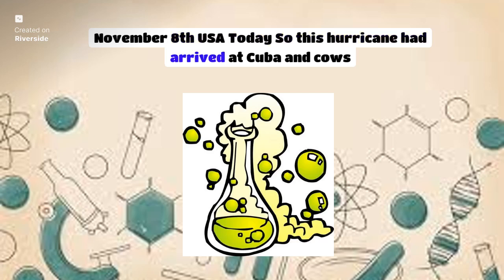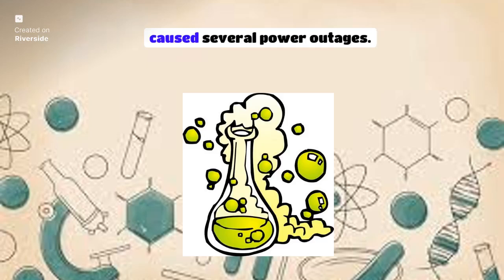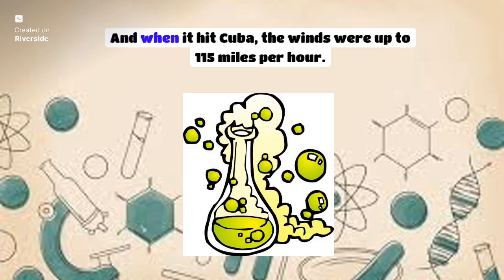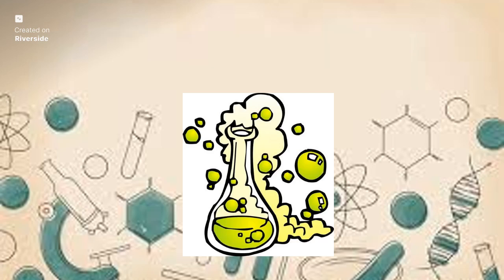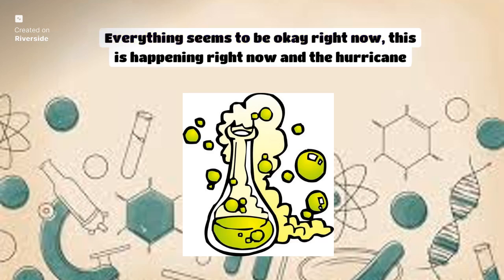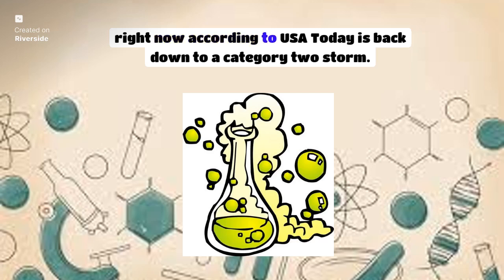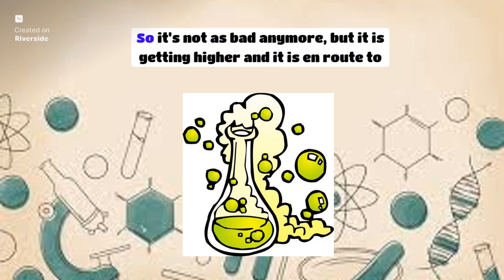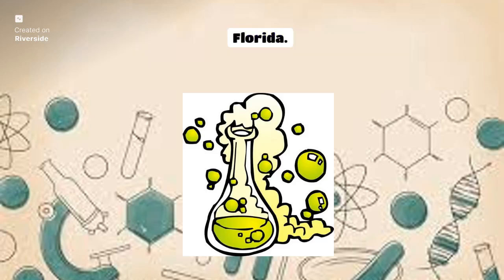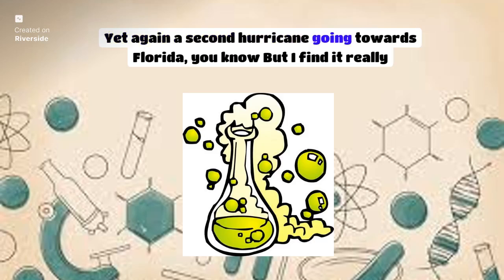So this hurricane had arrived at Cuba and caused several power outages. And when it hit Cuba, the winds were up to 115 miles per hour. Everything seems to be okay right now, but the hurricane right now, according to USA Today, is back down to a Category 2 storm, so it's not as bad anymore. But it is getting higher, and it is en route to Florida. Yet again, a second hurricane going towards Florida, I know.